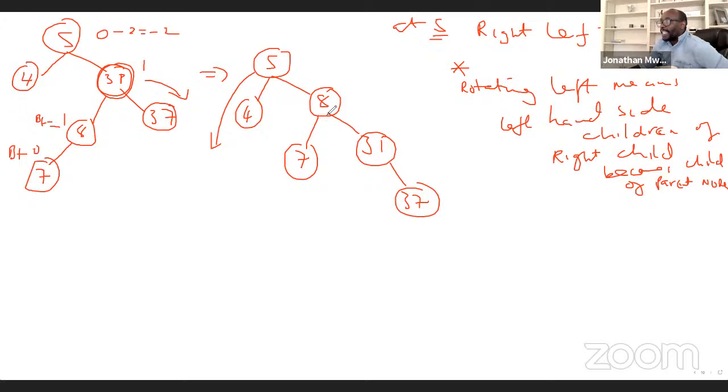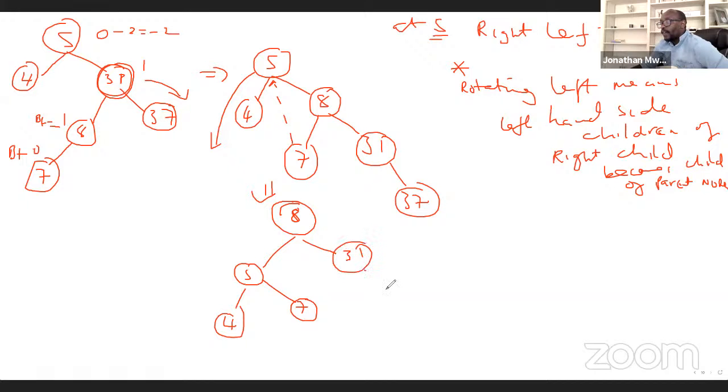What does that mean? At 8, the children on the left hand side should become the children of this parent node here. So that means if we rotate this towards this side, 5 gets rotated. 8 becomes a parent. 5 becomes a child, and then we have 5. The left children of 8, 7 becomes child of this node. And here we have 4. And now here we have 31. And we have 37.